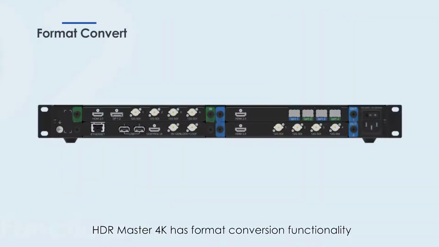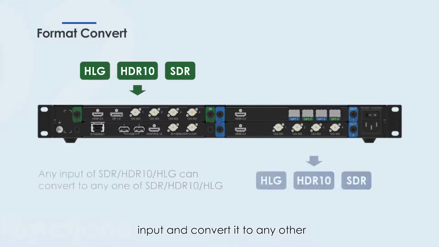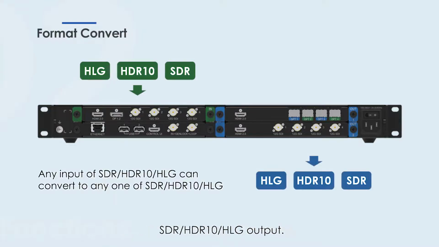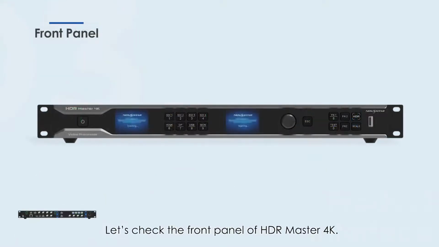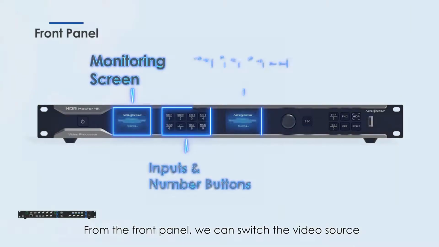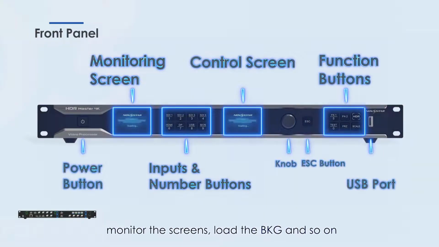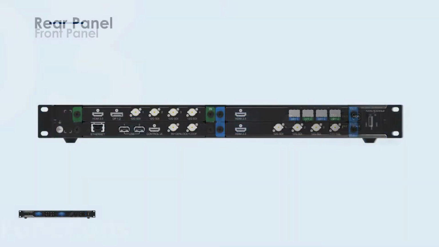HDR Master 4K has format conversion functionality, which can take any SDR, HDR10 or HLG input and convert it to any other SDR, HDR10 or HLG output. Let's check the front panel of the HDR Master 4K. From the front panel, we can switch the video source, set up the input and output, monitor the screens, load the BKG, and so on.